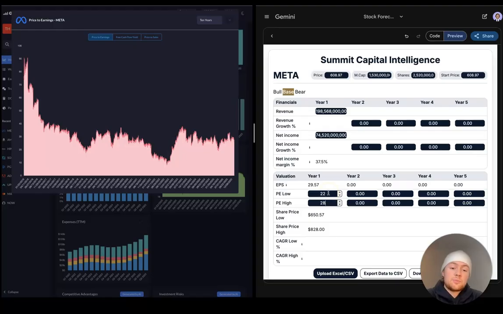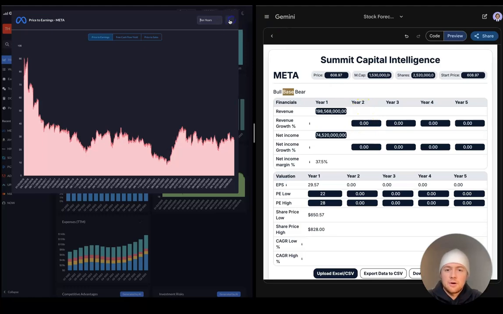So this puts the stock price on the low end as of today. Like this is like fair value. On the low end of 650 and on the high end of 828. The stock price right now is like $609. So this is why I truly think Meta is a great buy today.